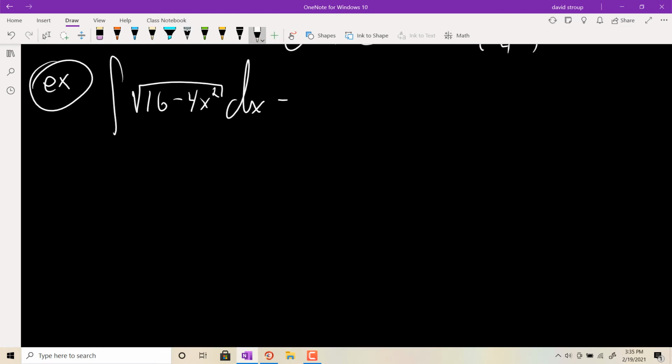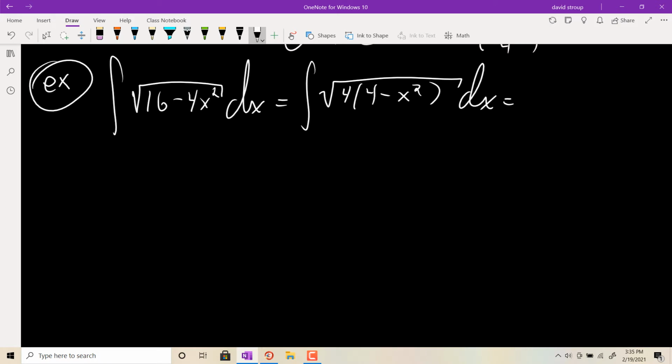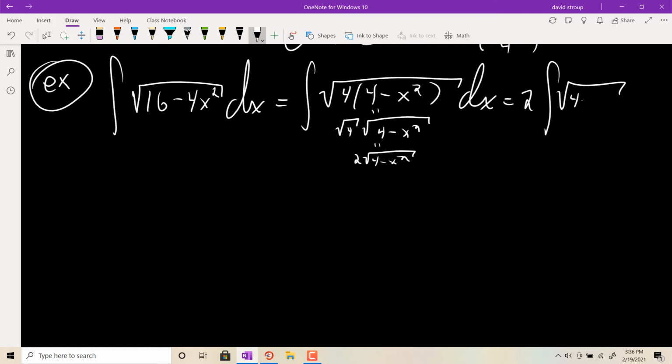So the first thing I'm going to do is simplify it a little bit. I see there's a factor of 4 in there that I can factor out. So this is 4 times 4 minus x squared. That should help simplify things a bit. Then the square root of a product is equal to the product of the square roots. So this chunk is equal to that, and that's equal to 2 square root 4 minus x squared. So I can factor out a 2, and I get the integral of the square root of 4 minus x squared dx.